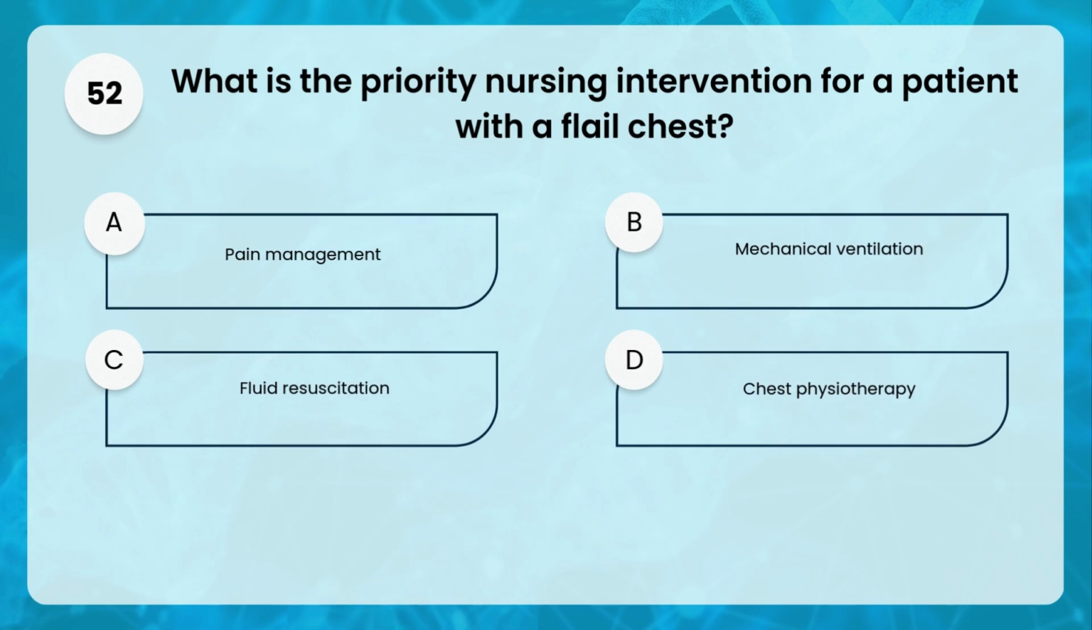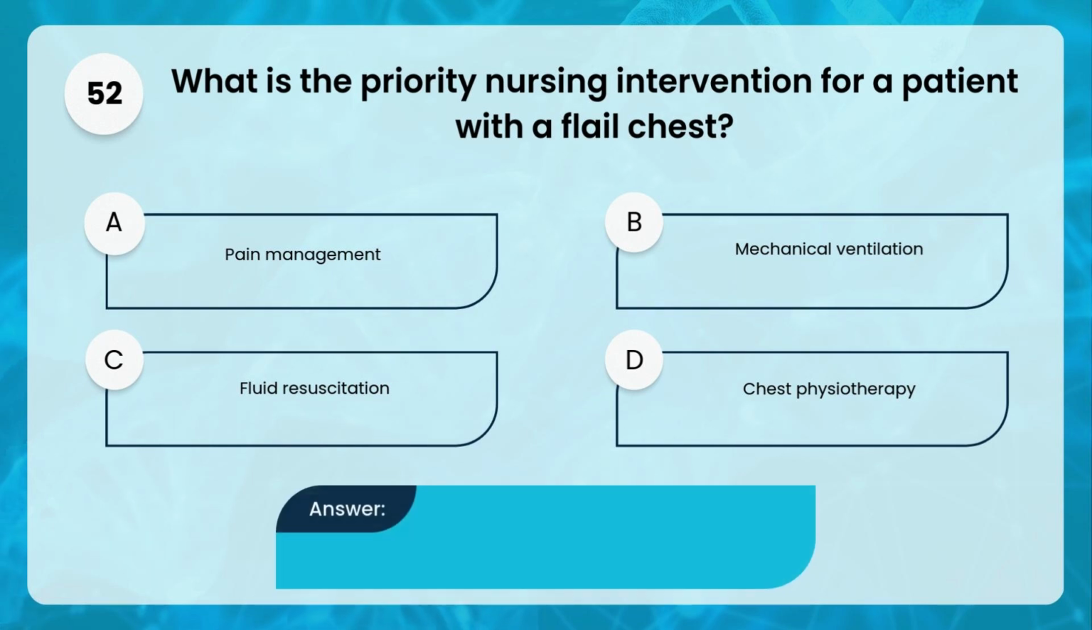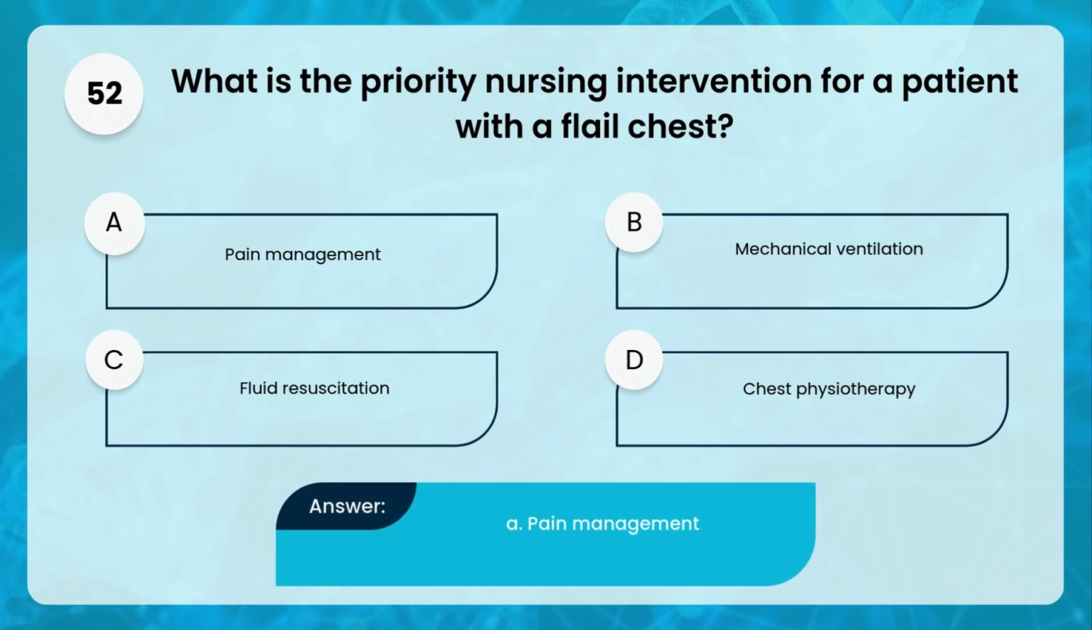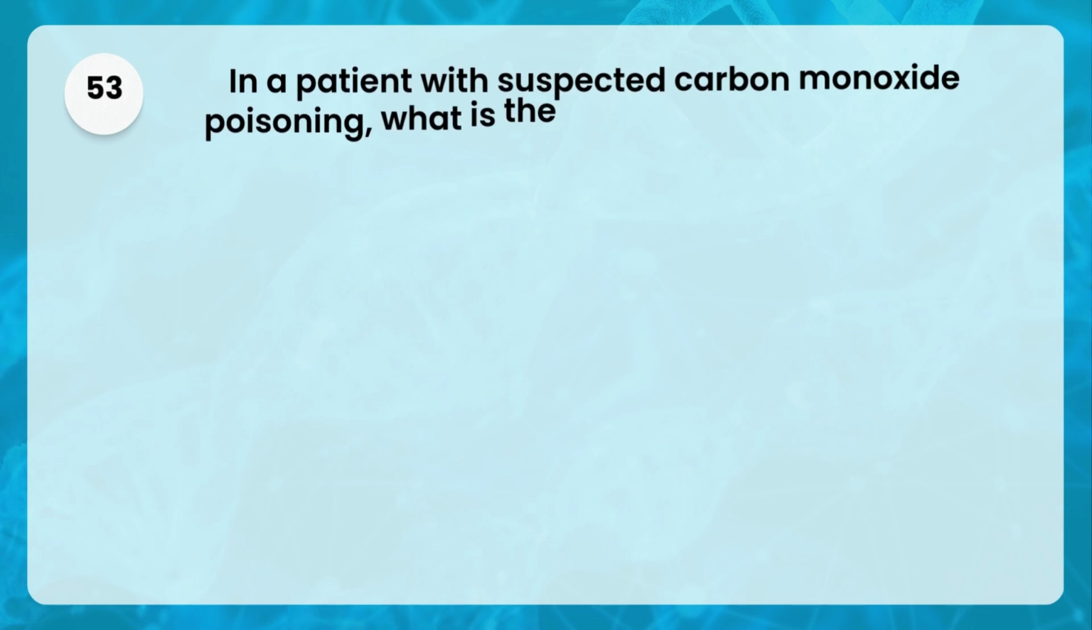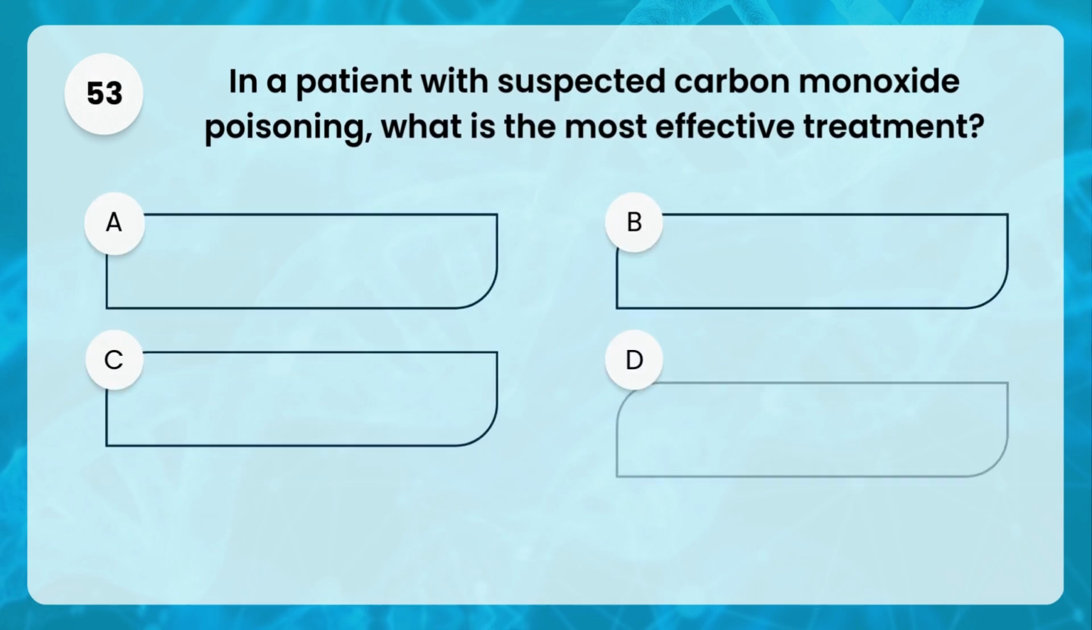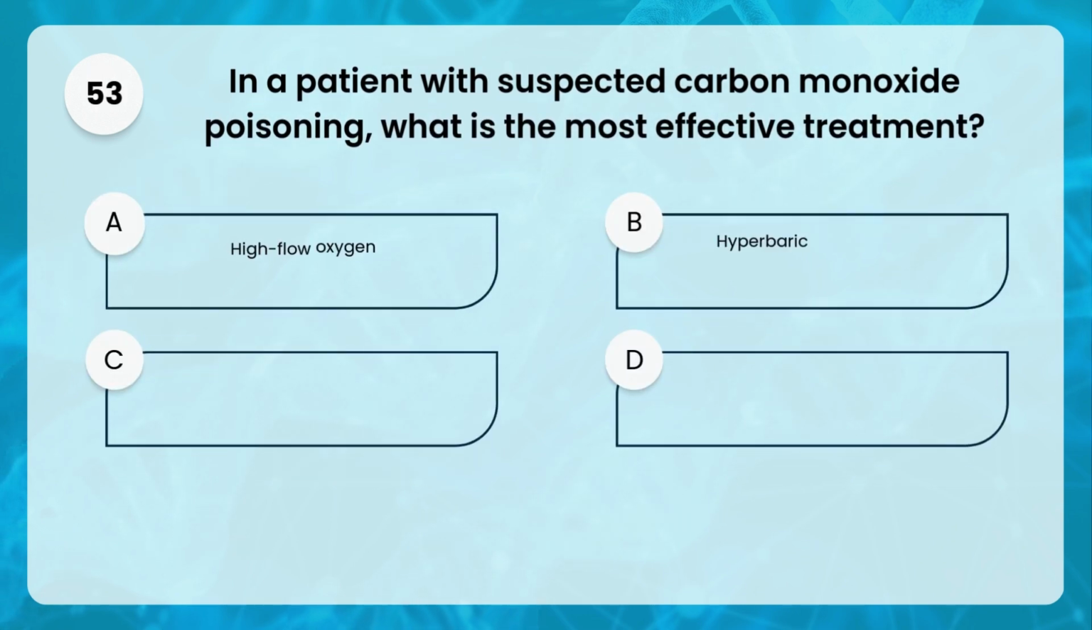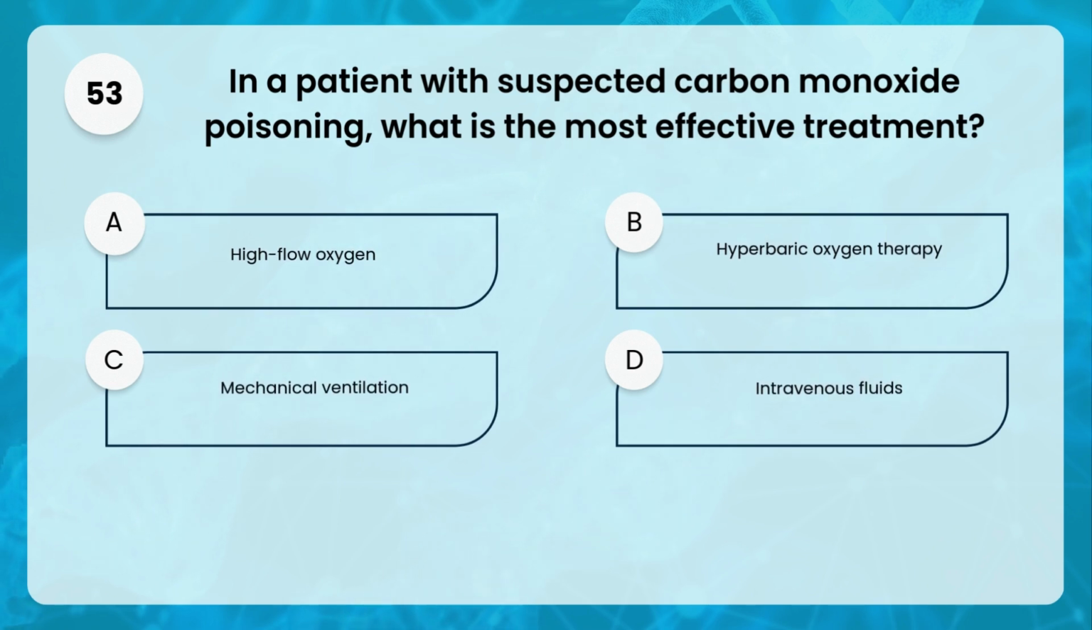A. Pain management. B. Mechanical ventilation. C. Fluid resuscitation. Or D. Chest physiotherapy. The answer is A. Pain management. Number 53. In a patient with a suspected carbon monoxide poisoning, what is the most effective treatment?